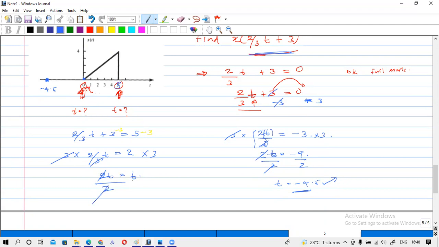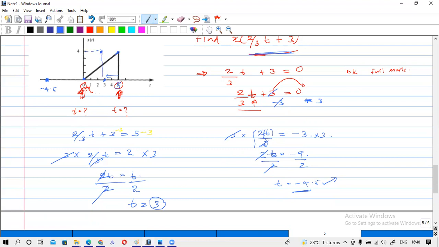Then this one cancels out. And this 6 also should be divided by 2. Then t, I will get 3. So this is the value of 3 for this point. You can see that this point is shifted to here. Now this point is here. It is equal to 4.